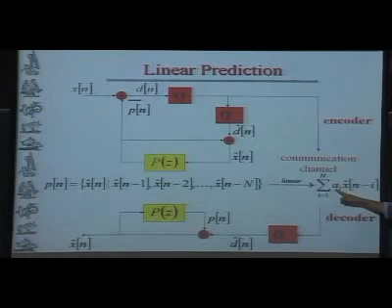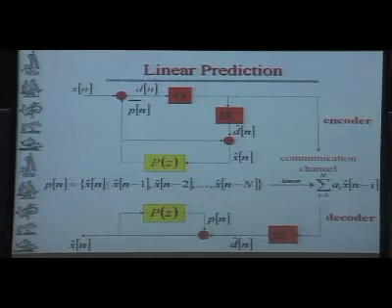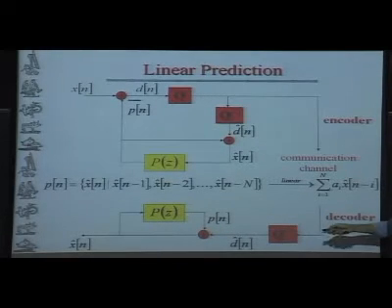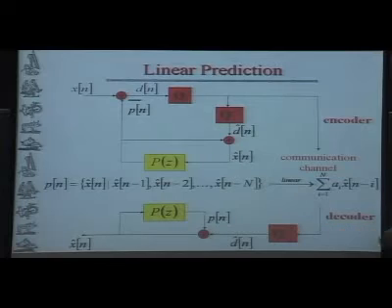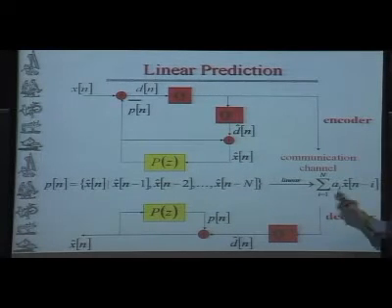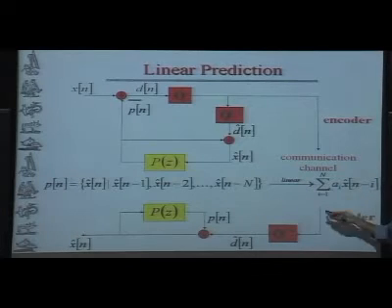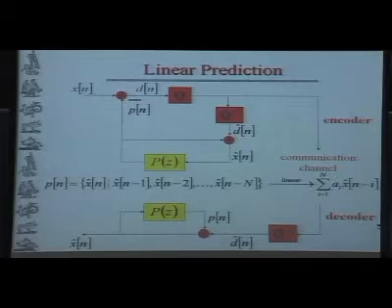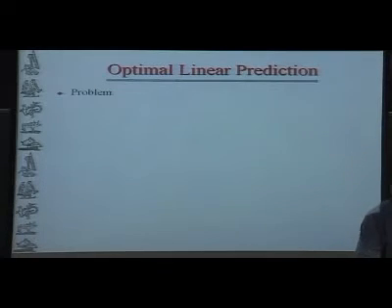Now, next question. How do we find out this ai, which is the weighting coefficient? That's the main thing. Basically, how do we design the filters here, so that the mean square error between x and x hat is minimized, for example? That is a very common thing to do. So let's try to pose this problem. This is called the optimal linear prediction problem.